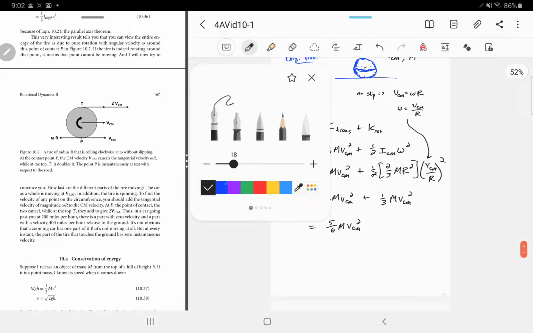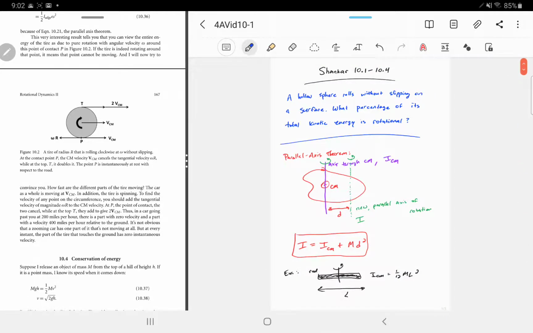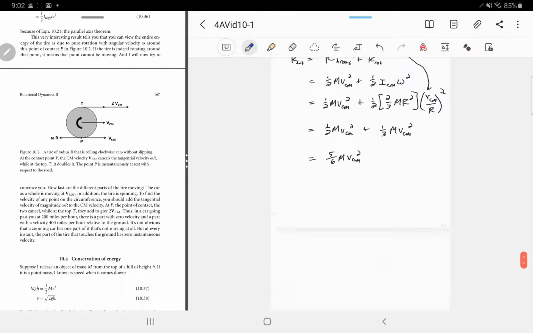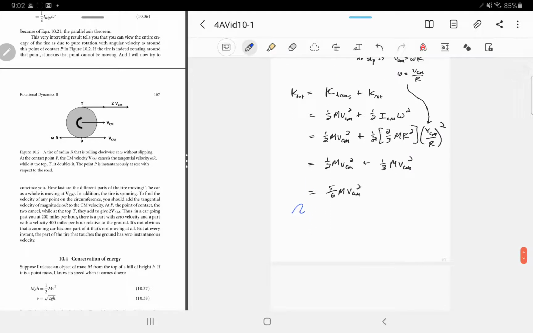Now, the original problem asked what percentage of its total kinetic energy is rotational. So if we take the rotational kinetic energy divided by the total kinetic energy, this will give us the fraction that's rotational. This is 1/3 m VCM squared divided by 5/6 m VCM squared, the total kinetic energy. 1/3 is 2/6, so this is 2/5 or 40%.